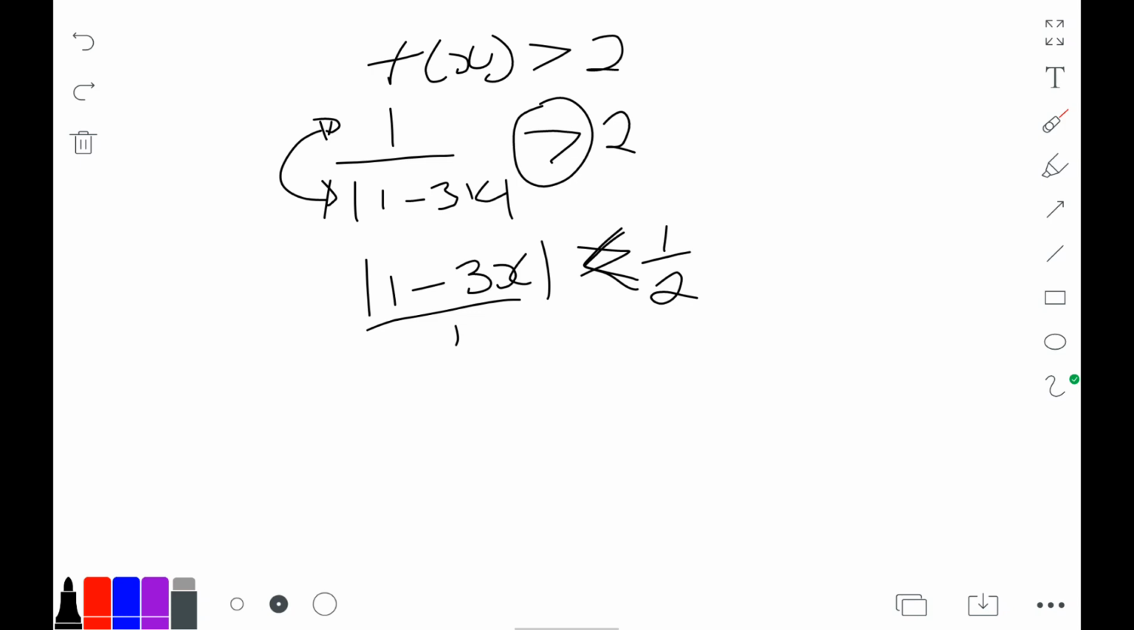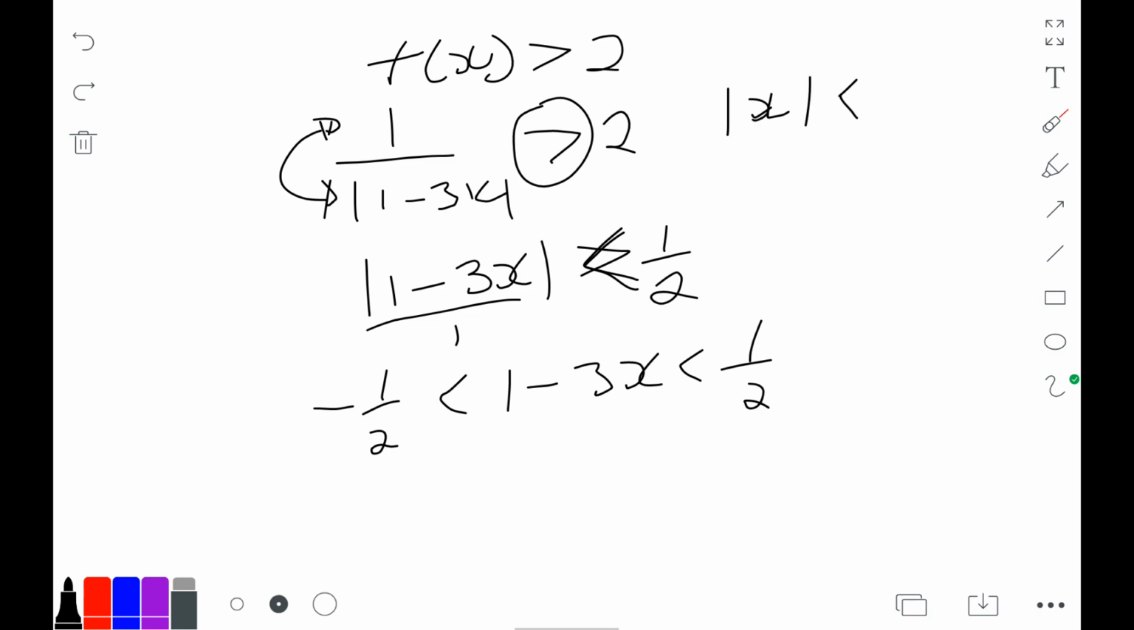So now what is going to happen, we're going to have our negative here. You're going to say negative 1 over 2 will be less than 1 minus 3x, which is less than 1 over 2, the positive side, because the absolute value of x is less than 1. If the absolute value of x is less than 1, this means that minus 1 is going to be less than x, which is less than 1. So we are using this rule there.